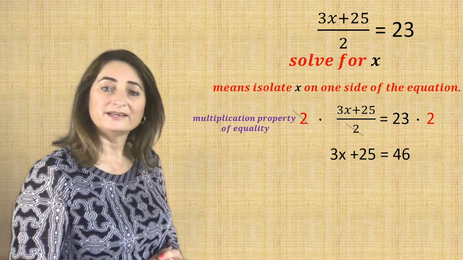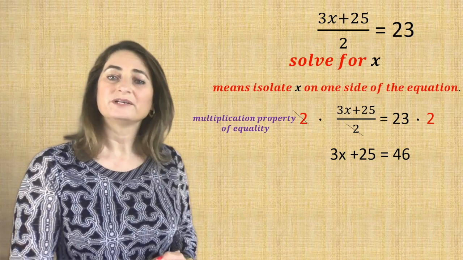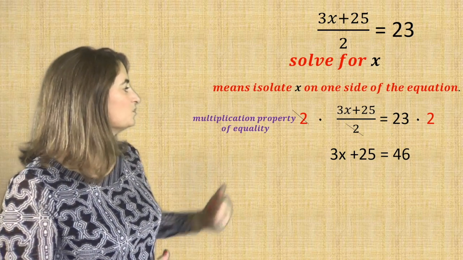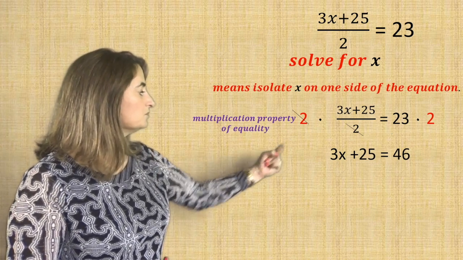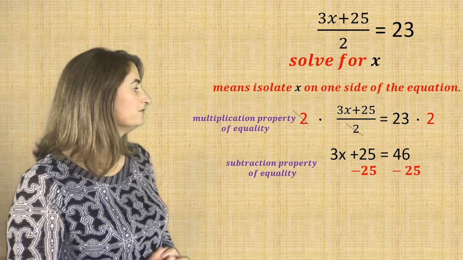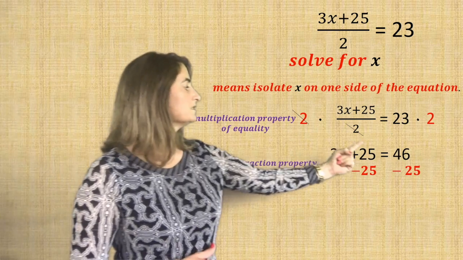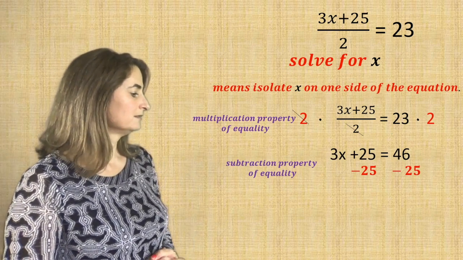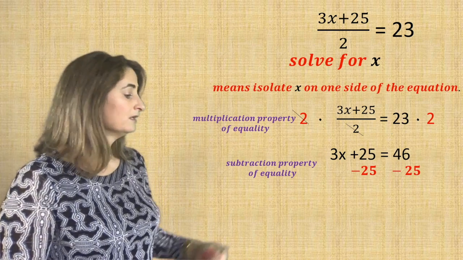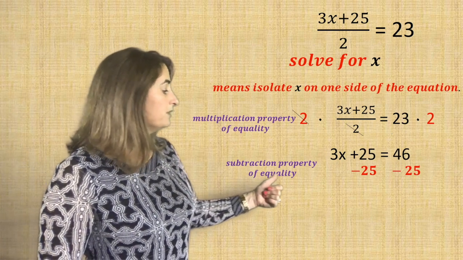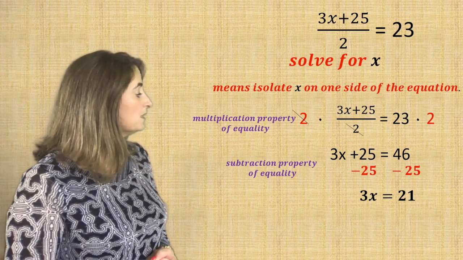Now, which number again is free? Is it the 3 or the 25? The 25. And since the operation is addition, to undo addition, we'll be subtracting 25, and make sure from both sides of the equation to keep it balanced. And that's called the subtraction property of equality. And you end up with 3x equals 21.